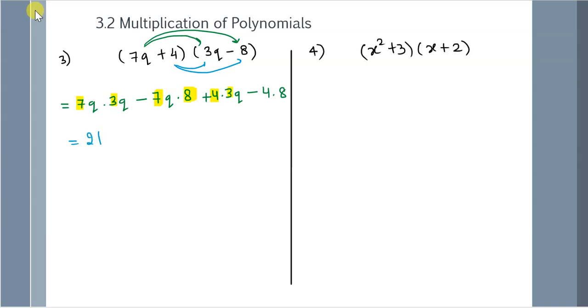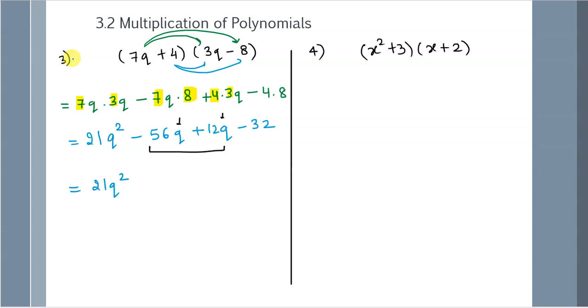7 times 3, 21. Q and Q become Q power 2. 7 times 8, 56. Q. 4 times 3, 12. Q. 8 times 4, 32. Now, this is not the simplified form, because if you look at these two terms, they are with Q. So you can always add or subtract those, whatever is there. So you have 21 Q square.